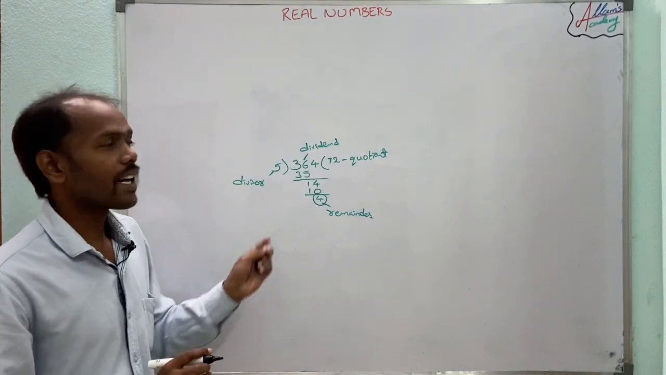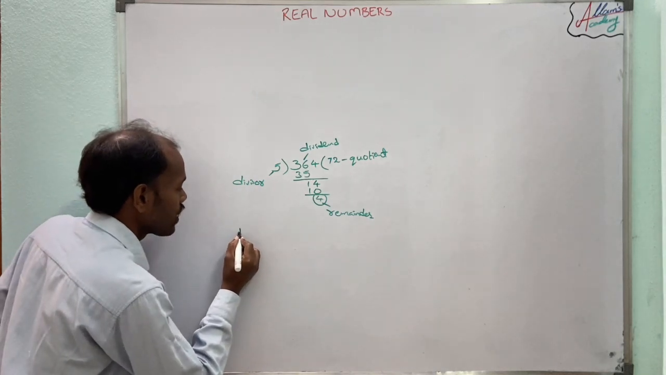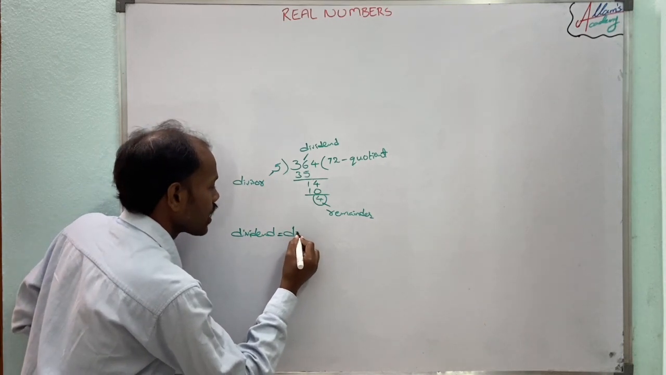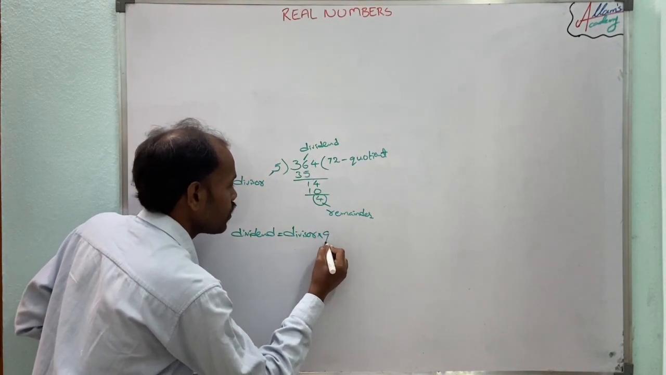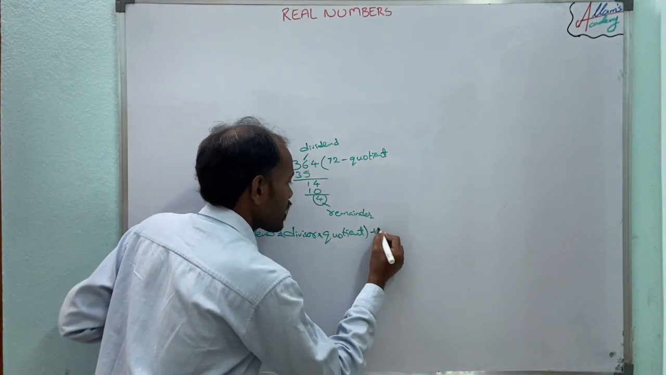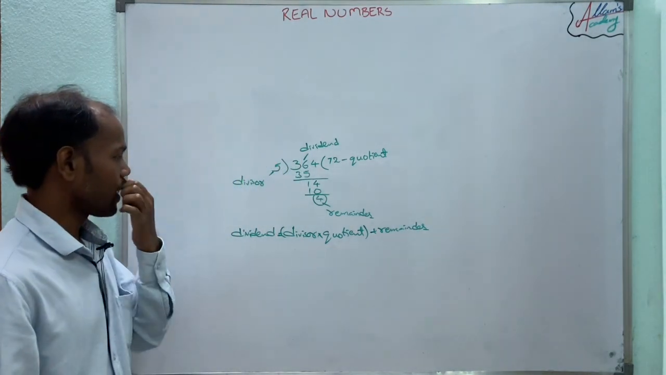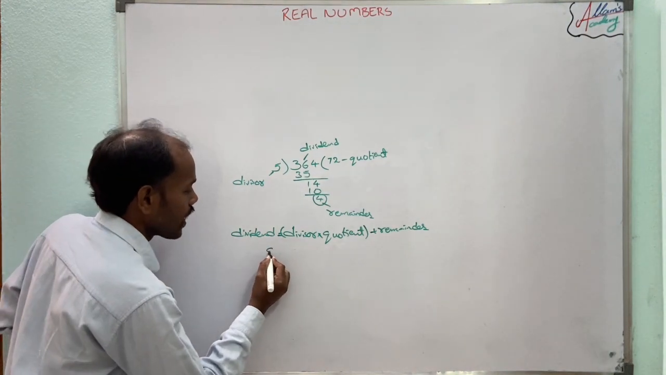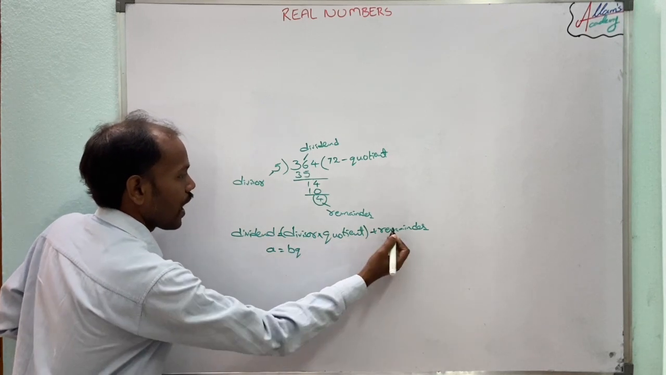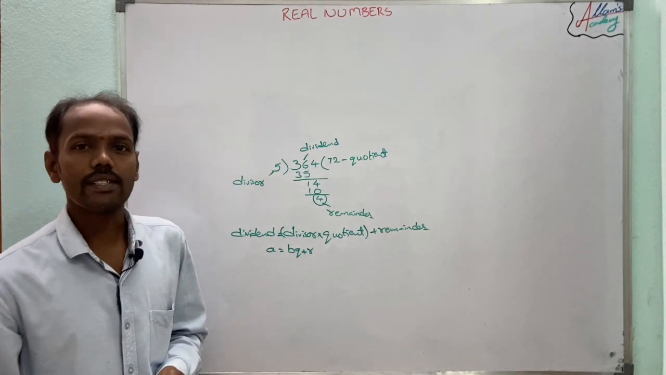So we already studied these in our previous classes. From here we conclude that dividend equals divisor into quotient plus remainder. So if we take the dividend as the letter A, divisor as B, quotient as Q, and the remainder as R, then A equals BQ plus R.